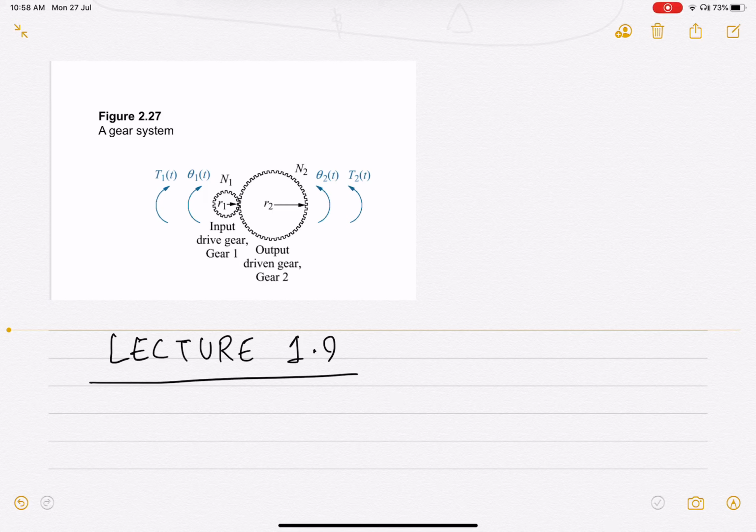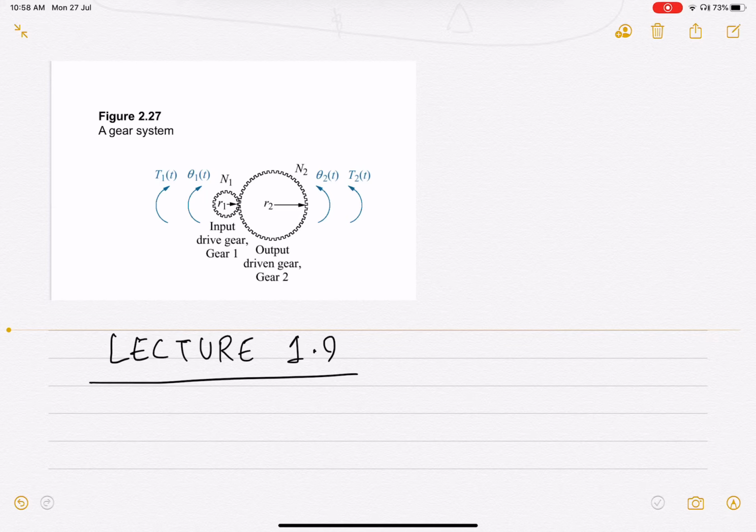So we have been talking about rotational mechanical systems on the last turn. The treatment is very similar to translational mechanical systems. However, there is one important difference, and that is because of the presence of gears in rotational mechanical systems, which are very common devices used to change the angular velocity torque relationship from one side to the other.